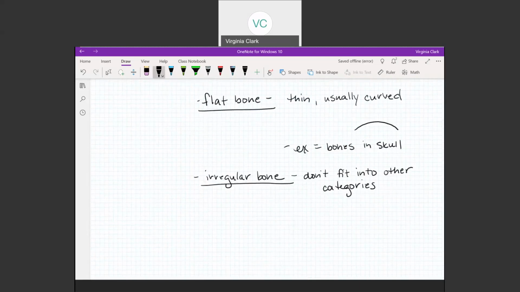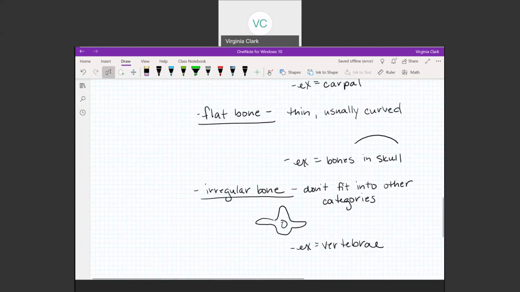So you have some bones that will look kind of like a random piece of artwork. You have one bone that kind of looks like that. You'll have other bones that will have other shapes. An example of this is going to be all of your vertebrae, the bones that make up your backbone. So these are the bones that don't fit.